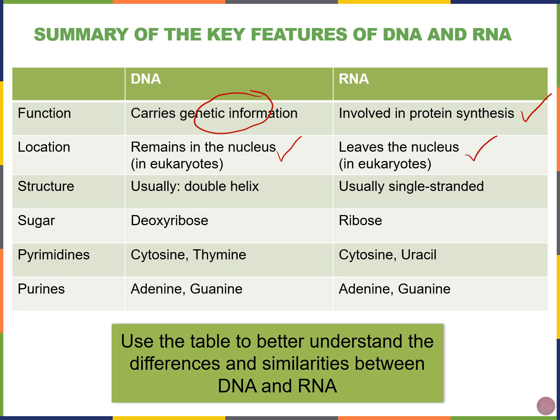DNA is usually double-stranded in that form of the double helix. RNA is usually single-stranded, although we said there are some exceptions in viruses. The sugar in DNA is deoxyribose. In RNA, it's ribose. The pyrimidines we see are cytosine and thymine in DNA, whereas we have uracil in RNA, and the purines are the same in both.